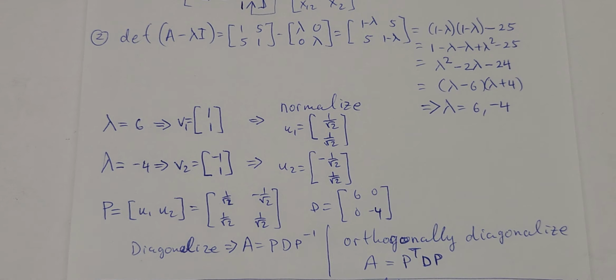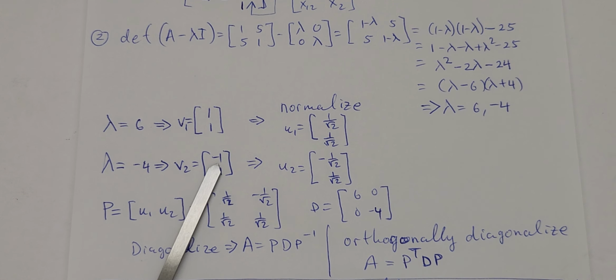Okay, so again, this is my eigenvalue. This is my eigenvector. This is my normalized eigenvector. Okay, so the normalized eigenvector came from the regular eigenvector.